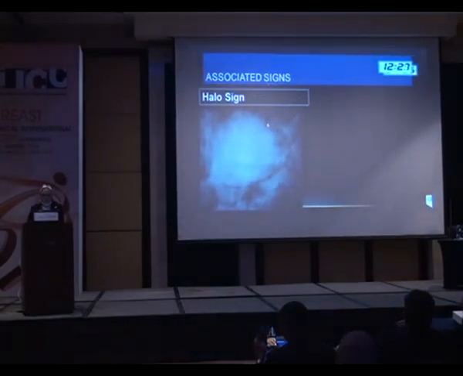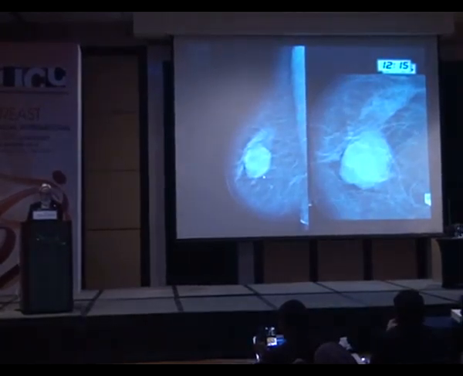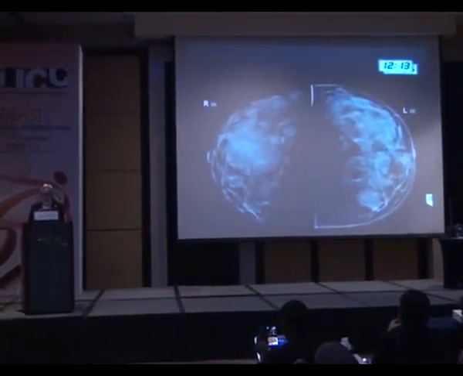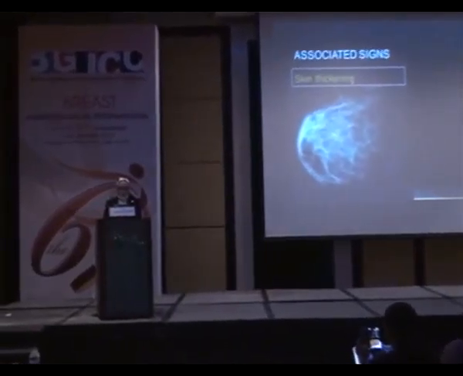Associated signs may be helpful to carefully analyze the lesion. The halo sign is an indication of benignity. It means the lesion is capsulated. It's also common with breast cysts. This is fibrocystic disease. Skin thickening is a very, very important sign.